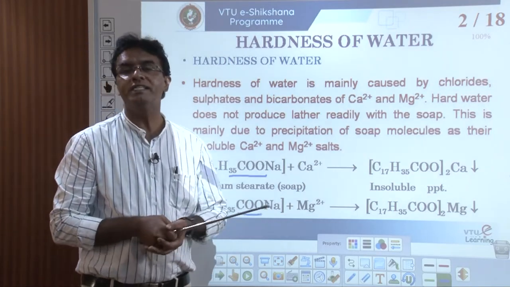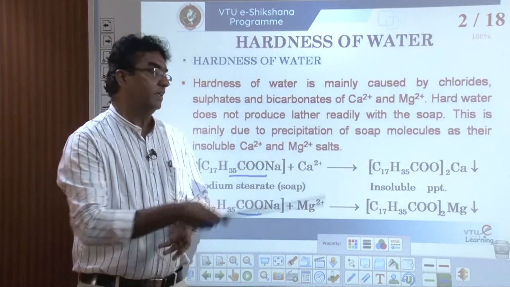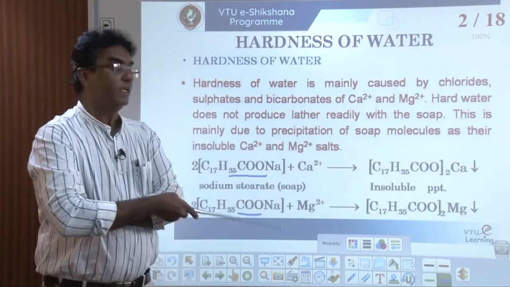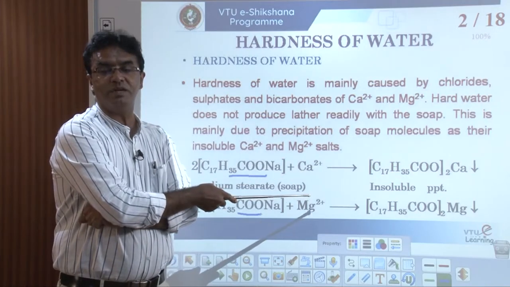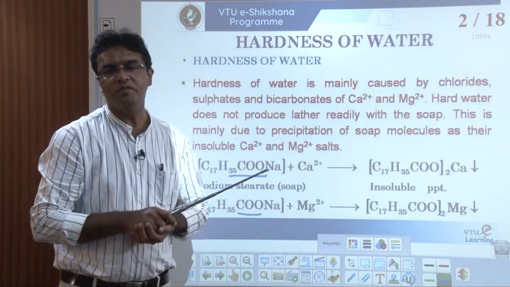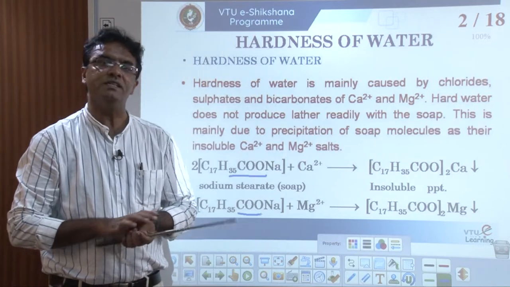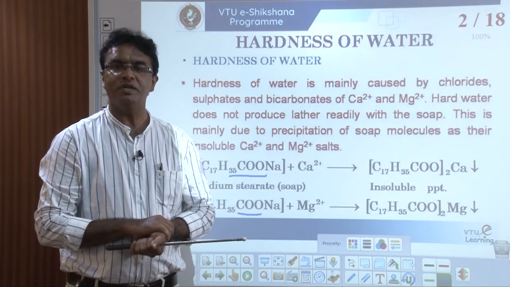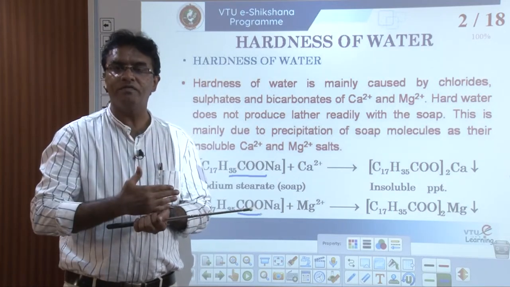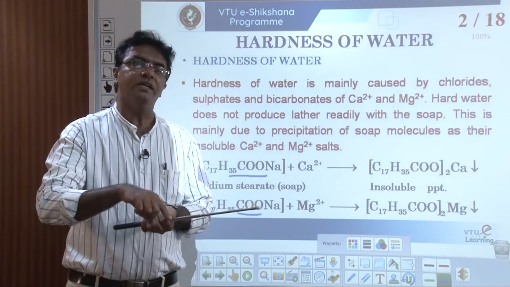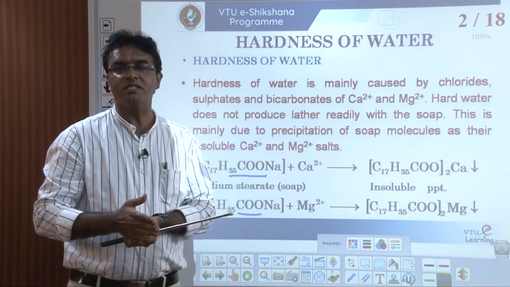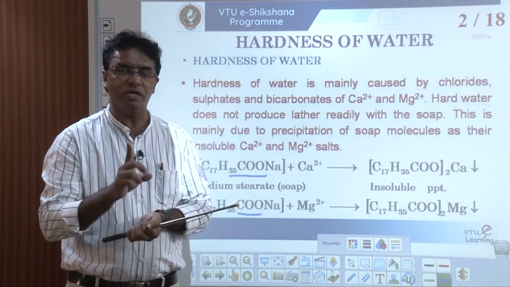That's the reason hard water is not suitable for washing purpose, mainly because hard water is not able to form lather with the soap. This is because the calcium and magnesium ions present in the hard water interact with the soap molecules, forming calcium and magnesium salts of the soap which are insoluble in nature. Because of this reason, hard water is not suitable for washing purpose. So one of the major problems we face with hard water, whenever the hardness is beyond the permitted limit, that is 300 ppm of calcium carbonate, is this: we cannot use this hard water for washing purpose effectively. This is one of the major problems.